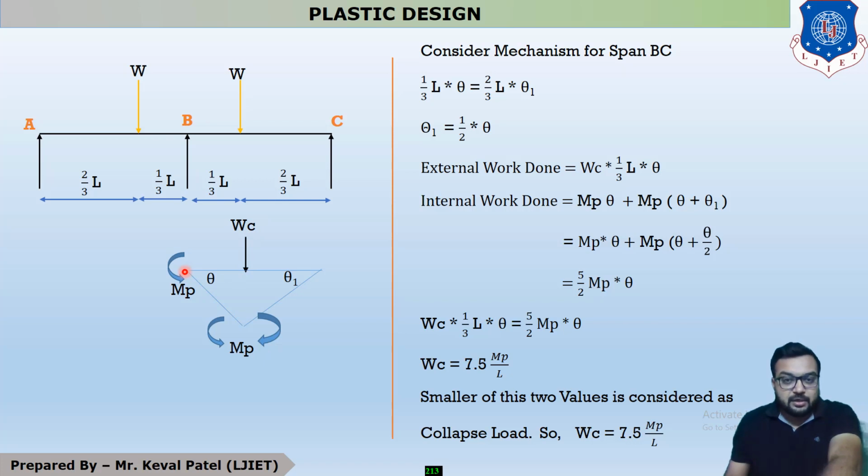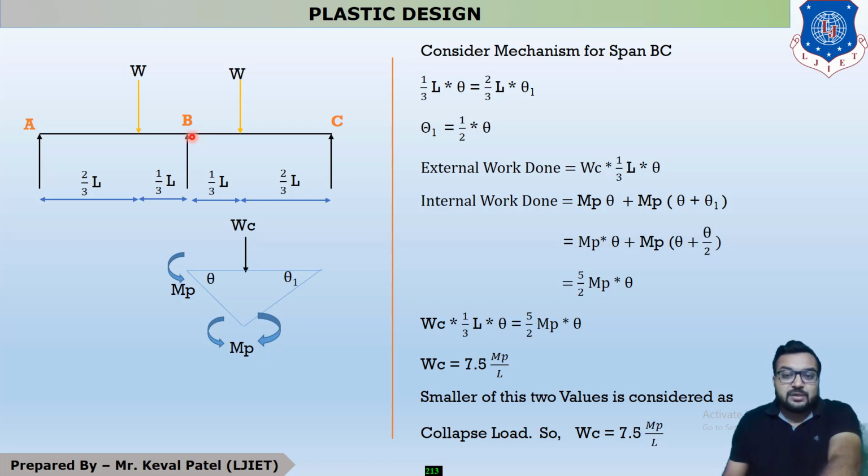You can see that this W is now considered as your WC. This point is your intermediate support, and that's why MP is written over here. At the point of load, it is compulsory to take moment, so MP is written over here. And this support is your simple support, and you all know that a simple support doesn't take any moments. That's why there is no MP over here.